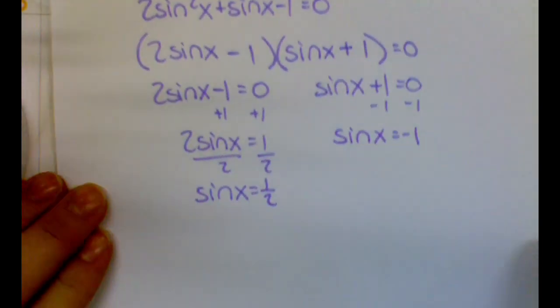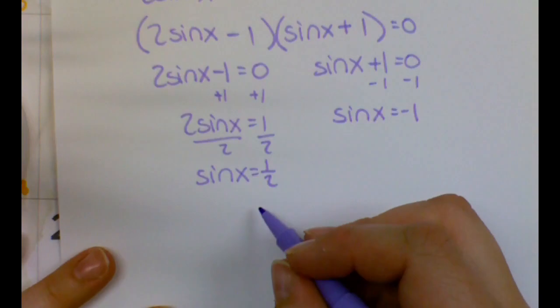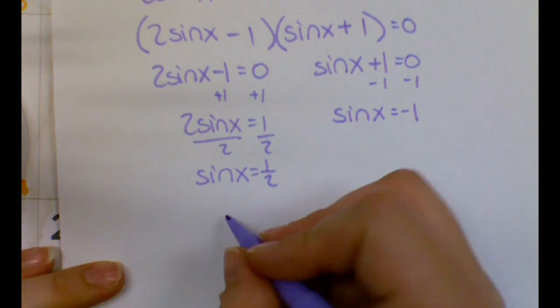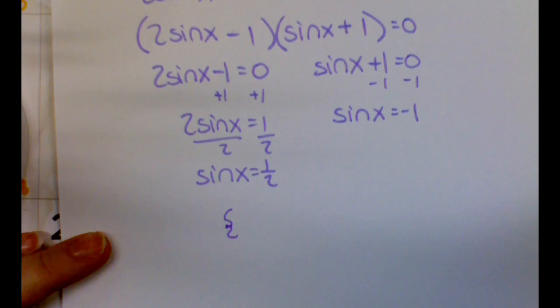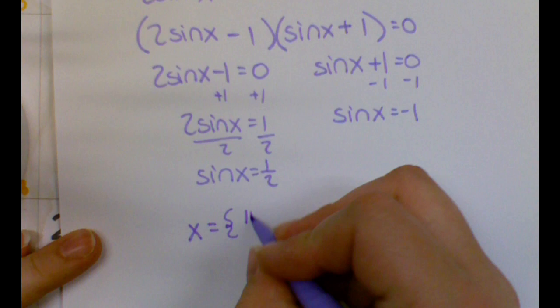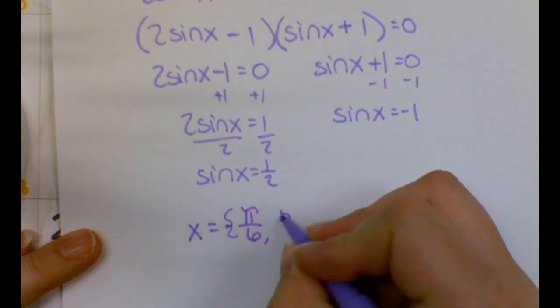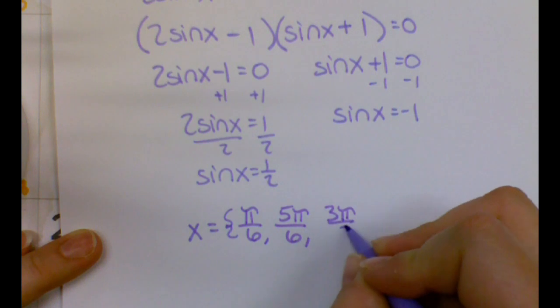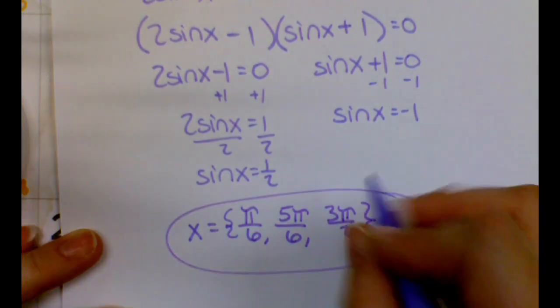So between 0 and 2 pi, where does the sine of x equal 1/2? To write it in set notation, it really just means I'm going to write them in swirly brackets. X equals, where's the sine 1/2? That's pi over 6, or 5 pi over 6. Where's sine -1? 3 pi over 2. There's my answer.